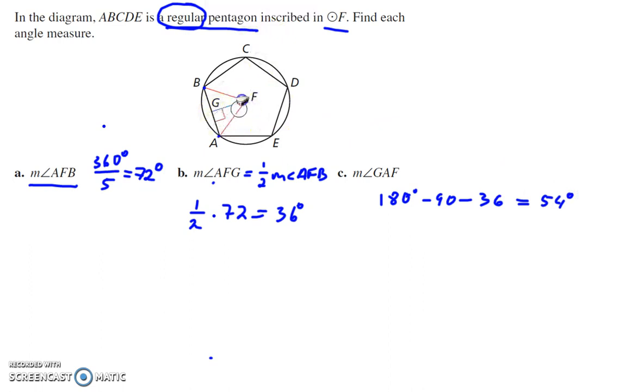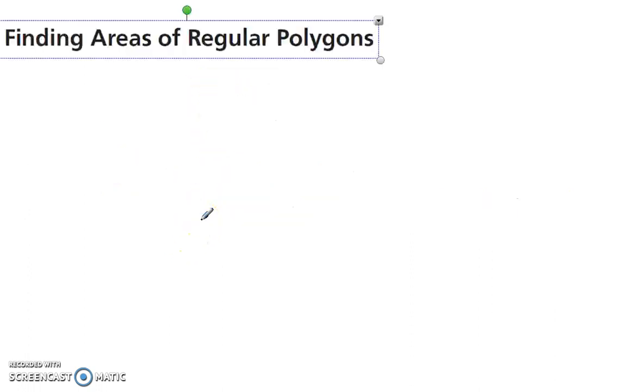Otherwise, you could look at it and say, well, this side is the radius, and this side is the radius, which means this is an isosceles triangle. So you could also say the base angles are the same. So you could find 180, subtract the 72, and then split those in half.